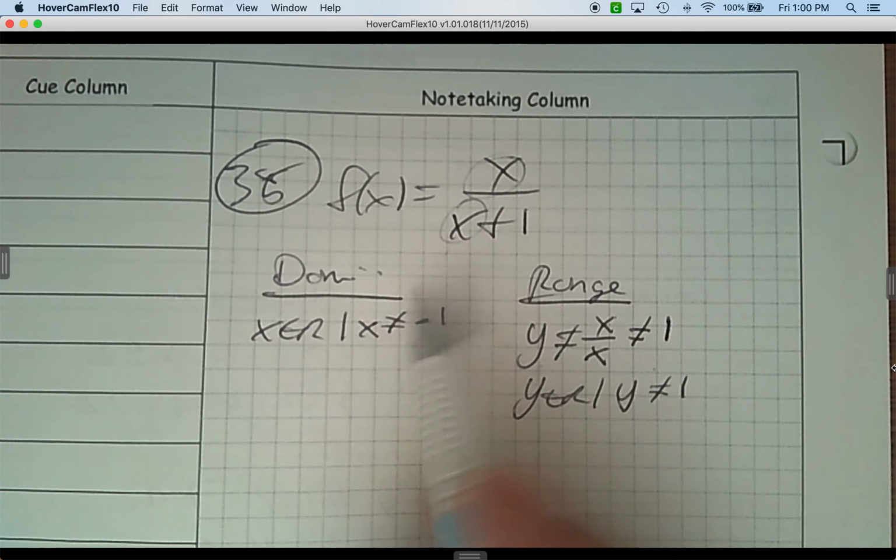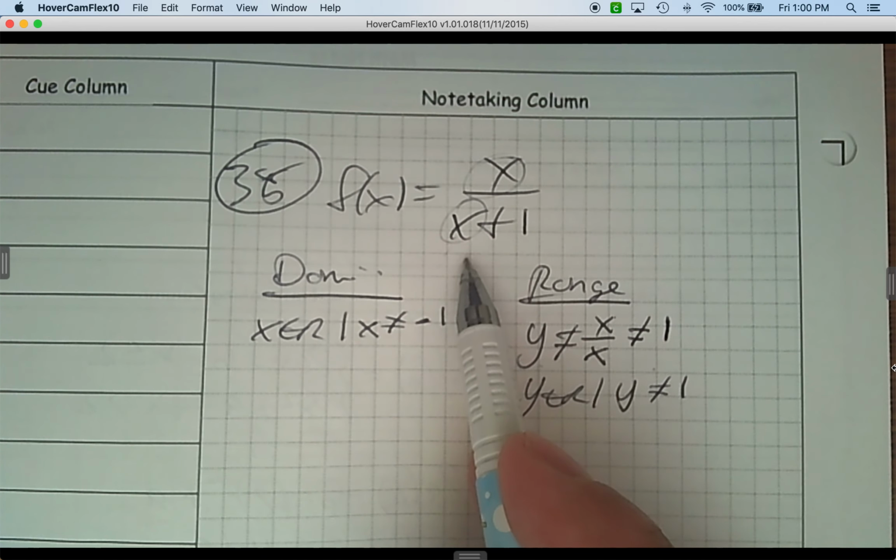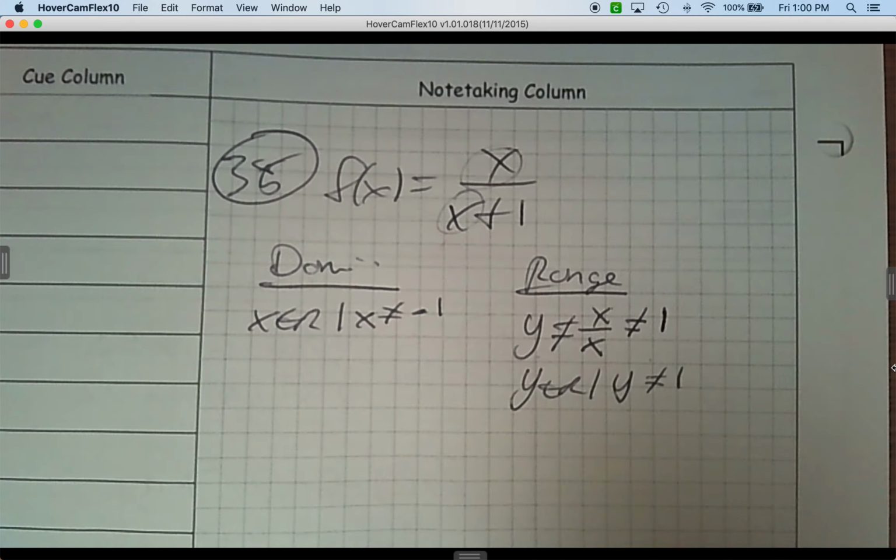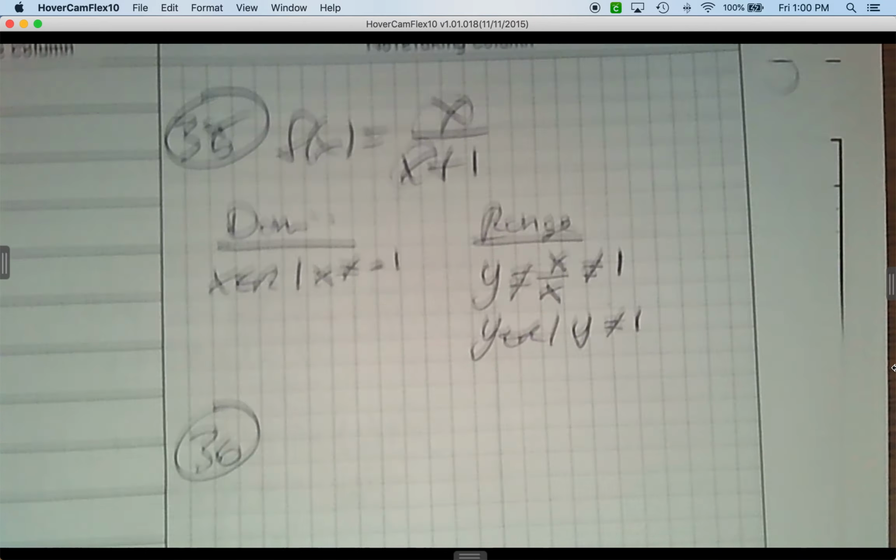The domain, I look at what makes the denominator equal to 0. What makes it undefined? And the only bad value for x that make it undefined is -1.